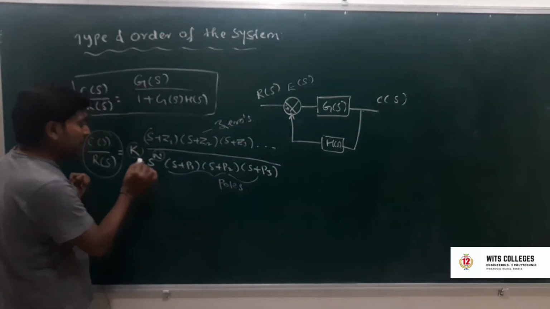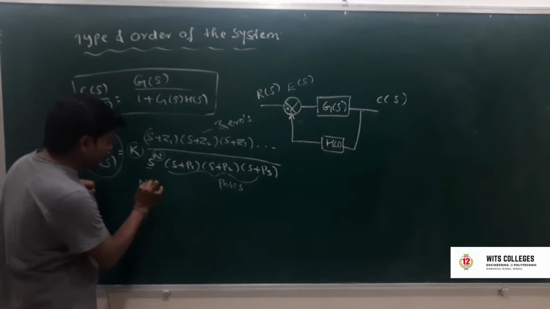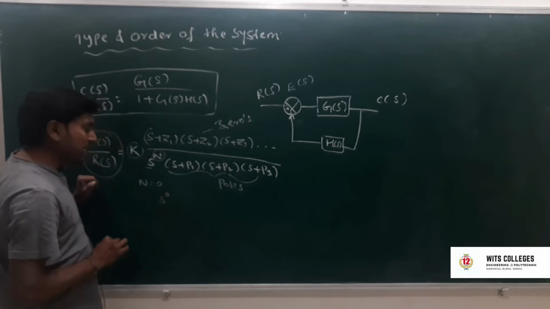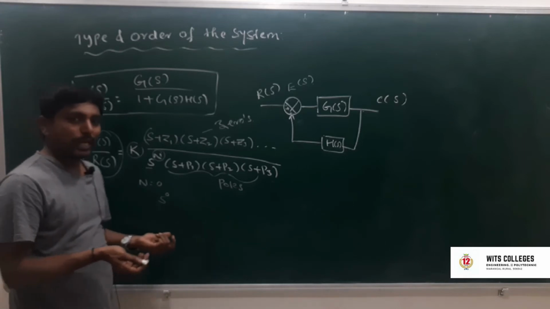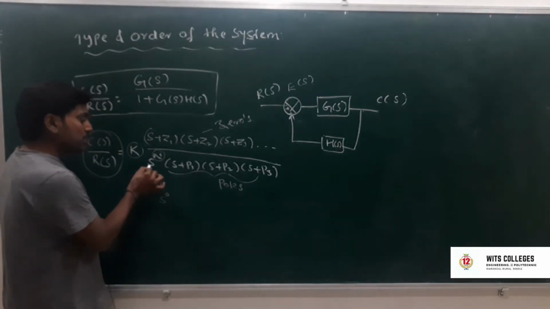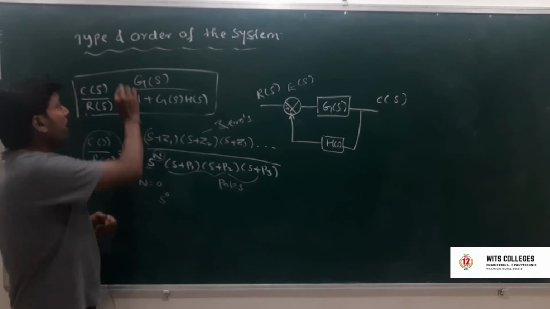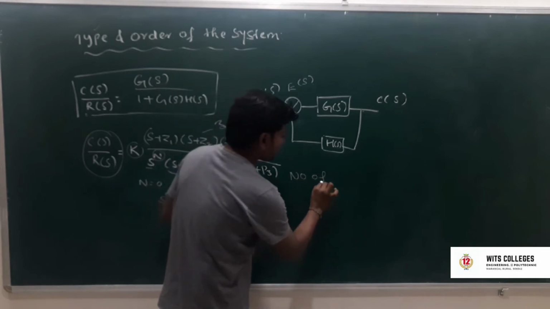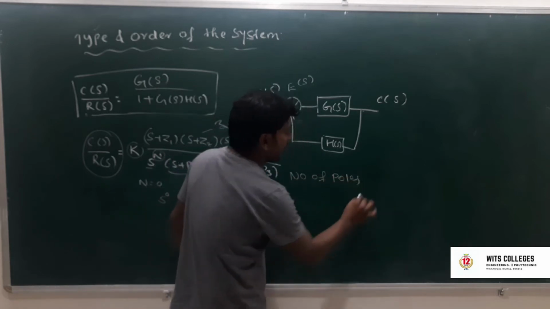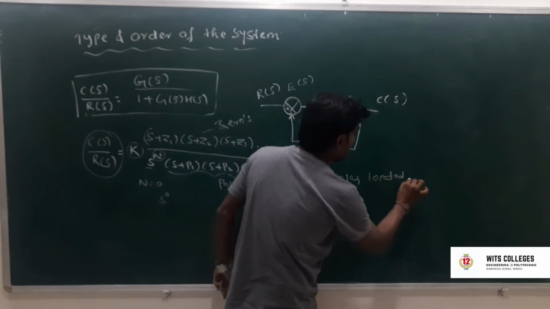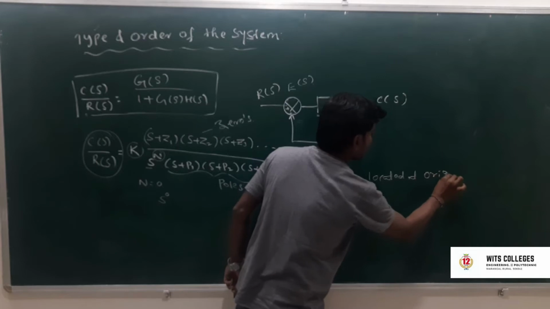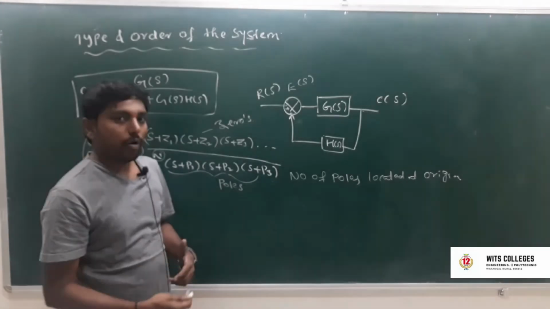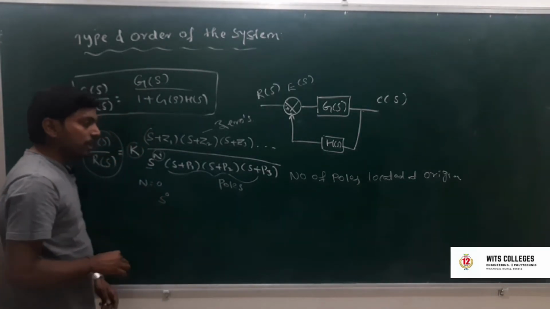Today we will see. In this equation, if n is equal to 0, then s power 0 means there are no poles located at the origin. The type is nothing but the number of poles located at the origin. Based on poles at the origin we define the type.